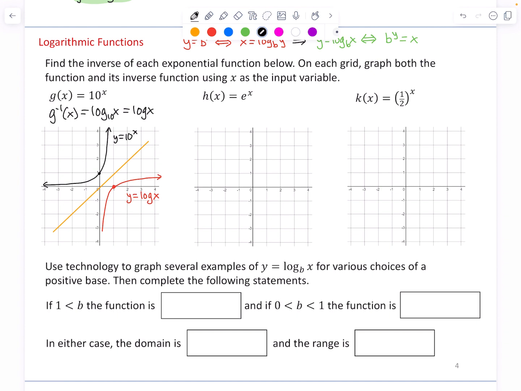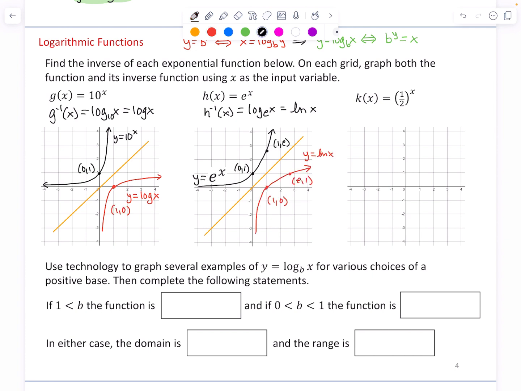If h is equal to e to the x, then h inverse of x will be log base e of x, which we will write as ln, or natural log of x. Now h will pass through (0, 1) and (1, e), and is also a growing exponential function. So two points that the natural log of x will pass through will be (1, 0) and (e, 1).